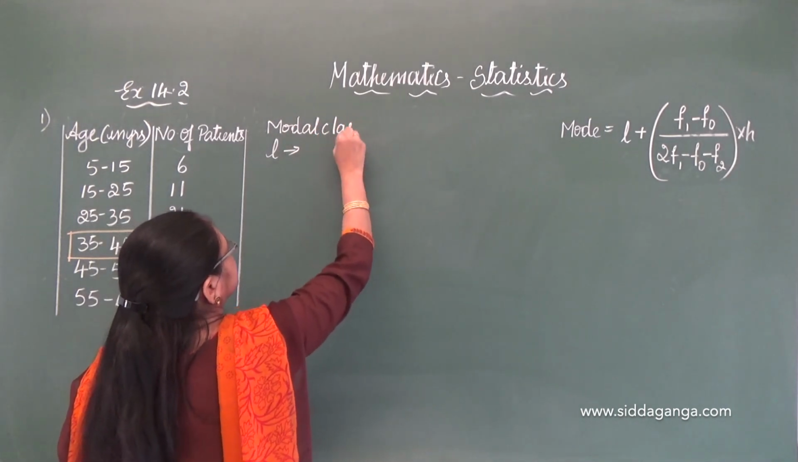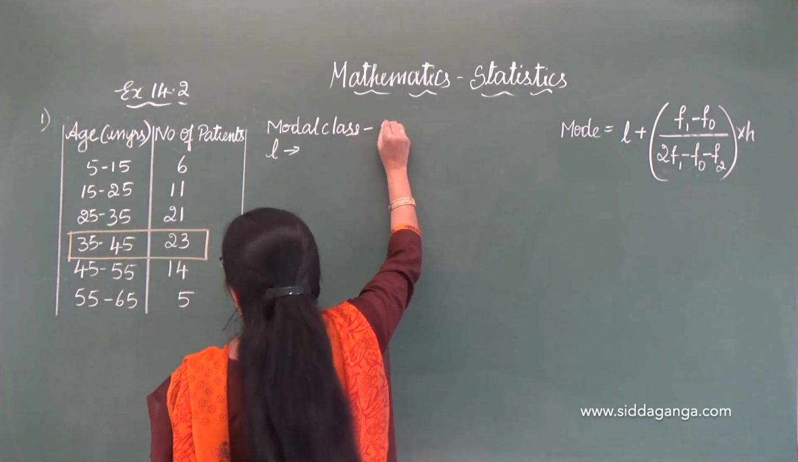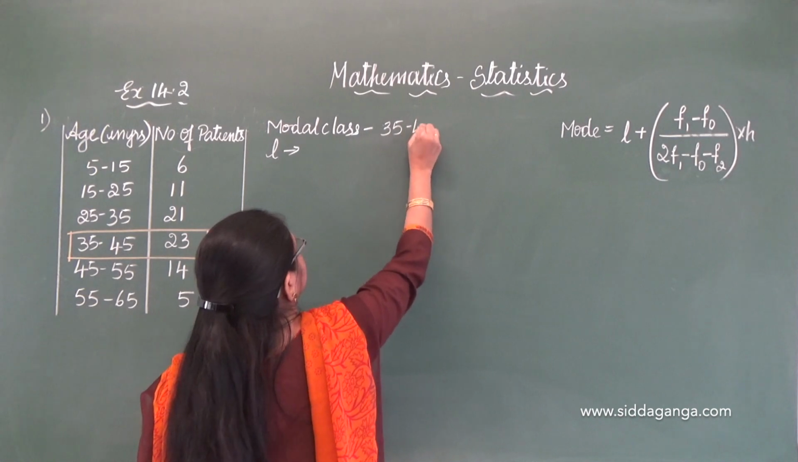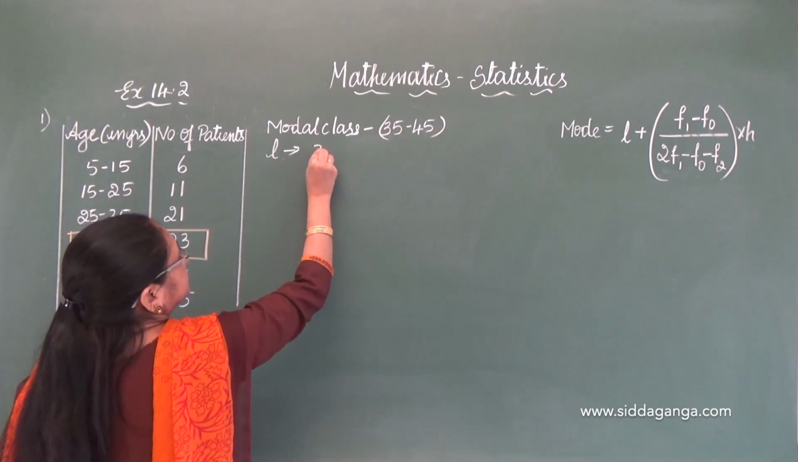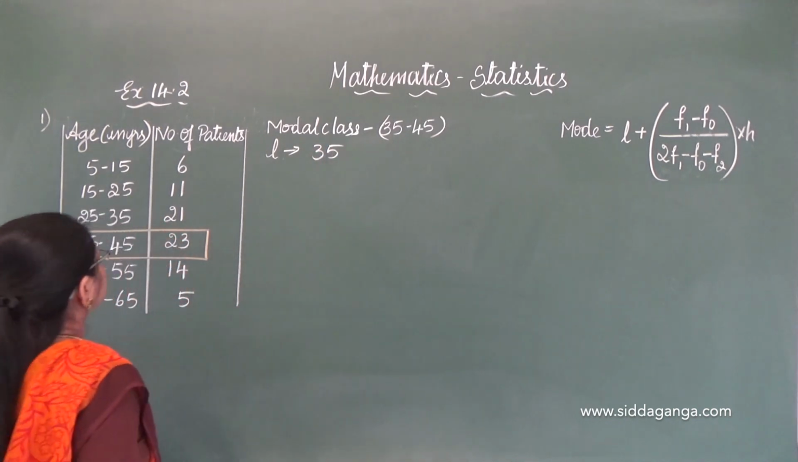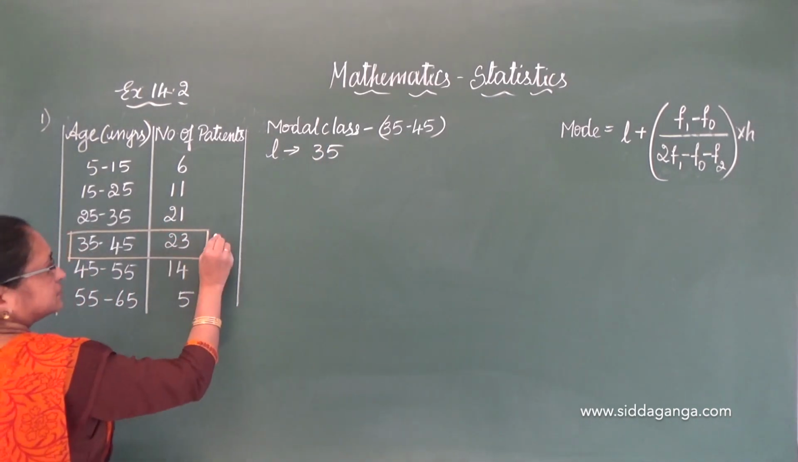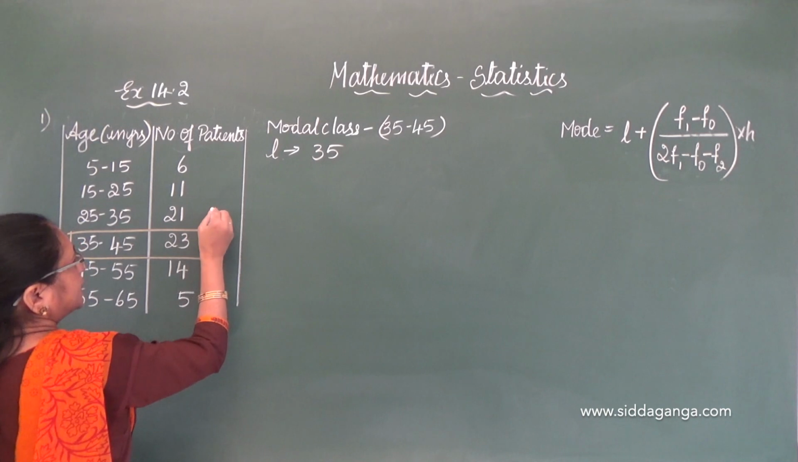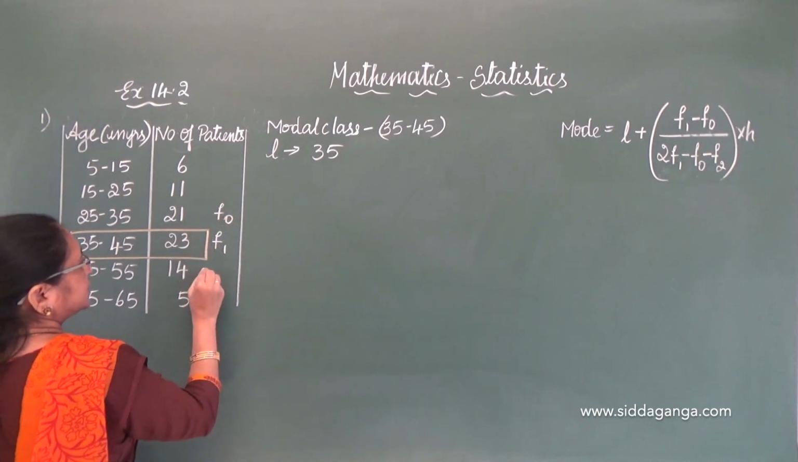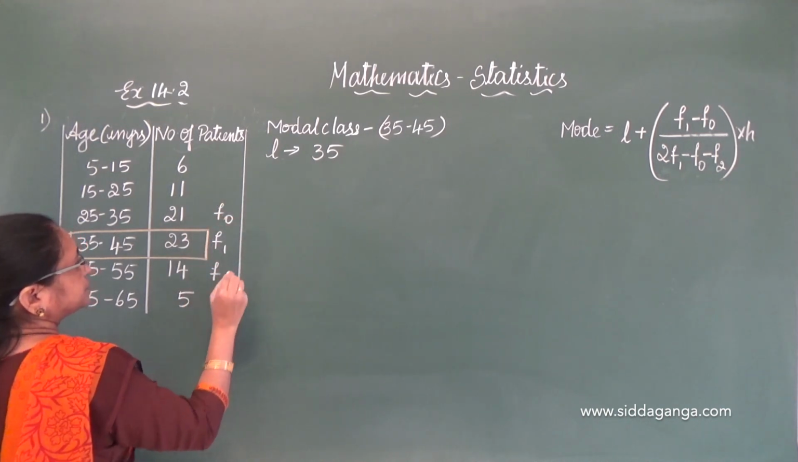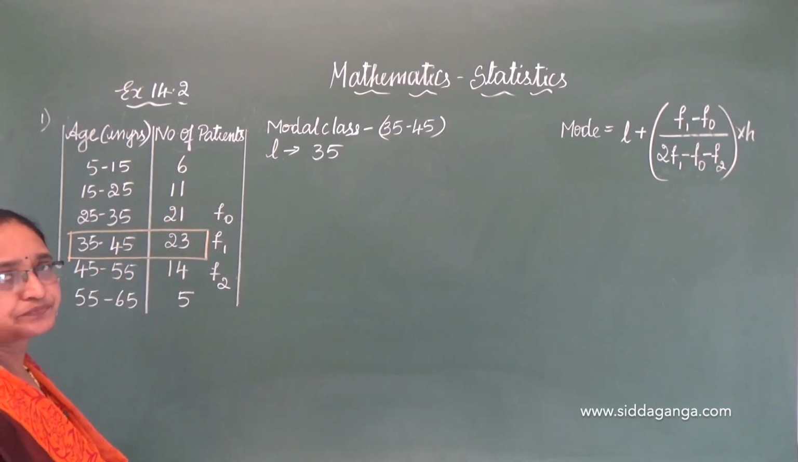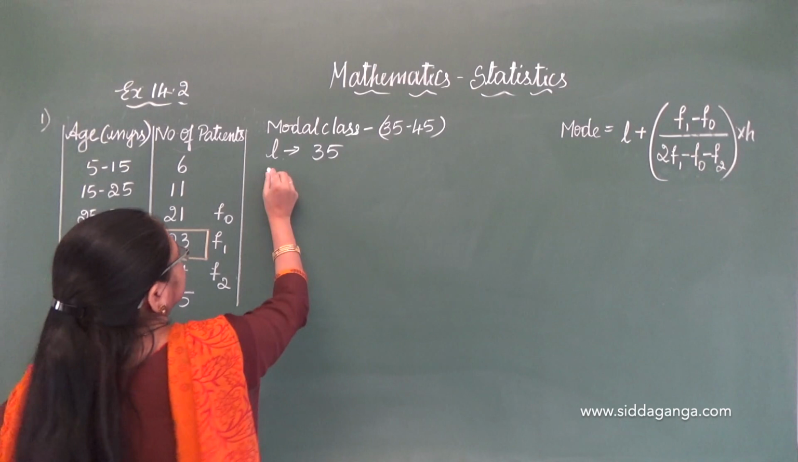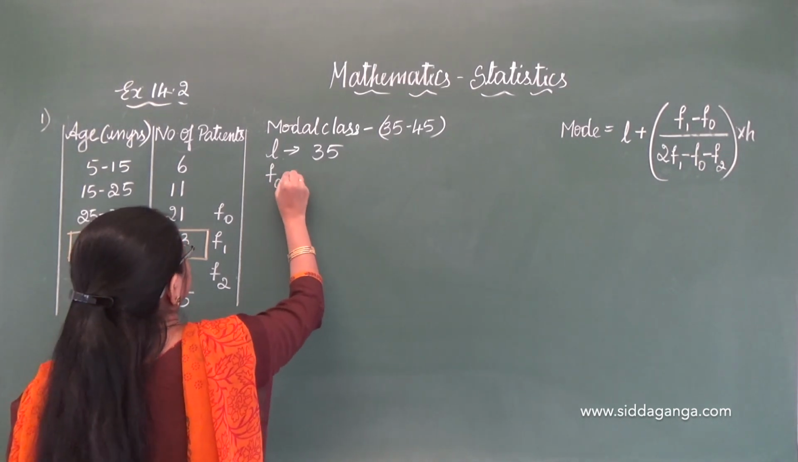Modal class is 35 to 45. Since this is the modal class, the lower limit will be 35. So this will be F1, this is F0, and this is F2. Okay, F0, F1, F2.